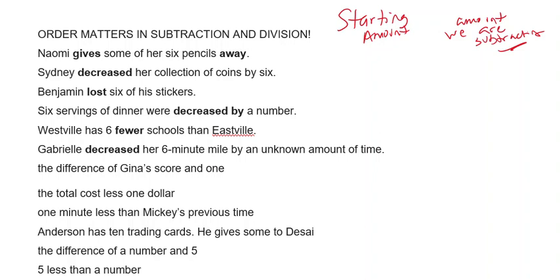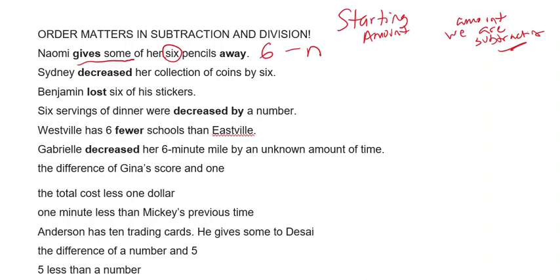So she's giving some of her 6 pencils away. That means we don't know how many we're taking away. How many did she start with? She started with 6 pencils, and then we're taking some number of pencils away. We do not know how many we're subtracting. So you've got to be very careful with how you write the order with subtraction.